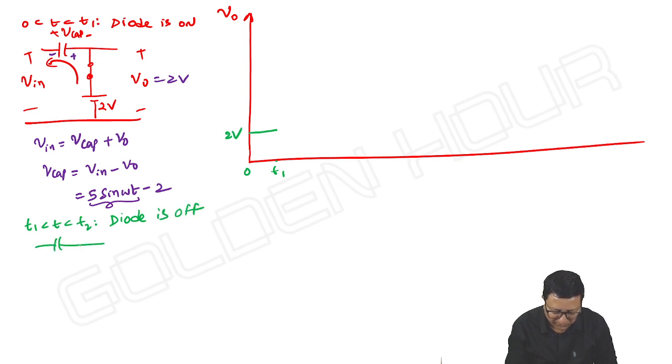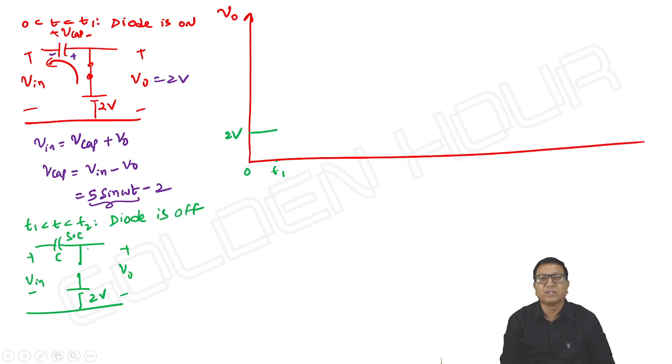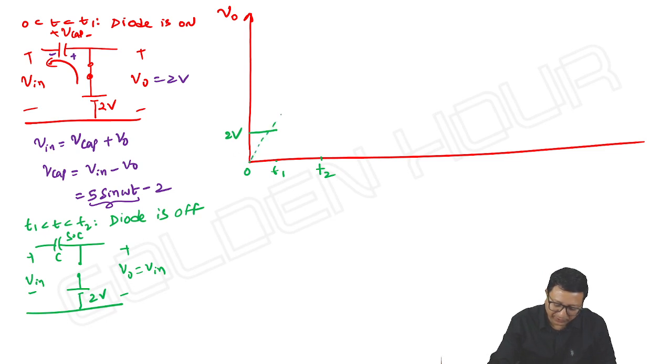So the equivalent circuit, if we take, it comes like this. The capacitor voltage is 0, means the capacitor simply acts as short circuit. Then what about output? Output is equal to input, T1 to T2. However the input is rising, the same shape is followed by output, 0, T1 to T2.